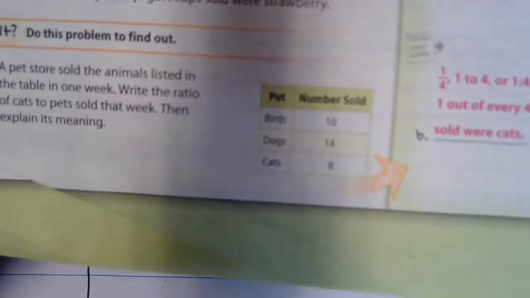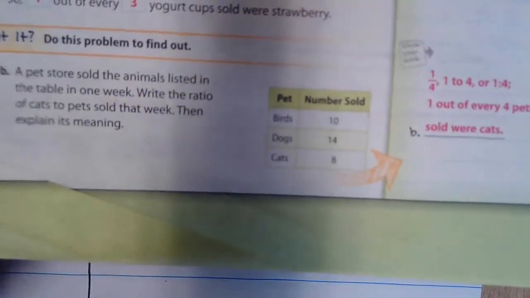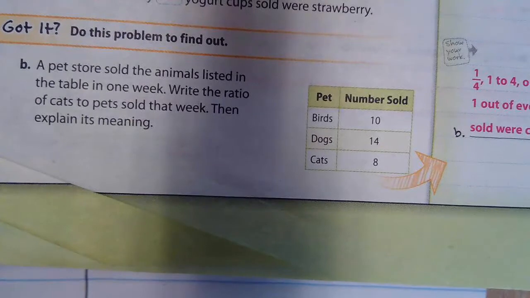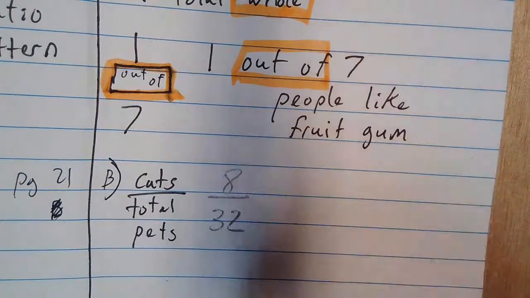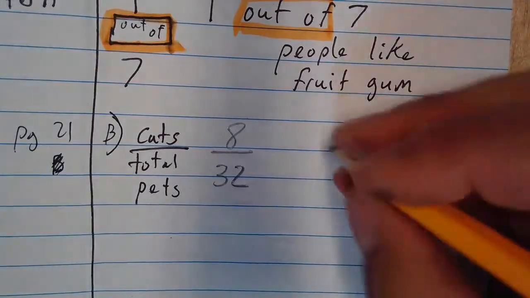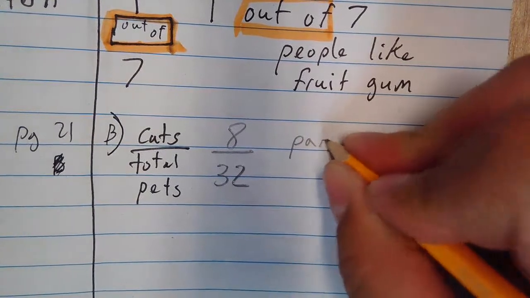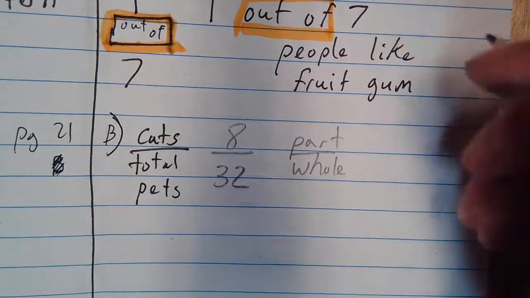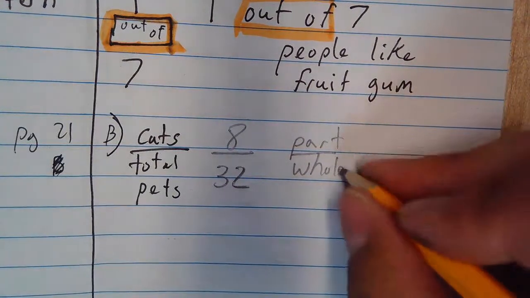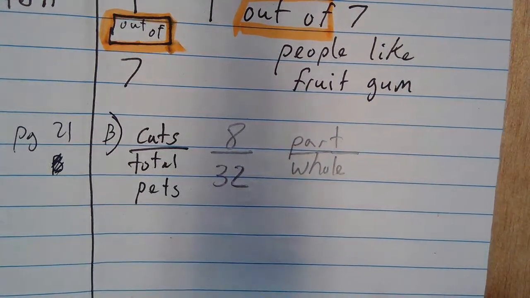To find the total, the key word there's total, you have to add the numbers. So 10 plus 14 plus 8. 10 plus 14 is 24, plus 8 is 32. If you don't believe me, you can check it out for yourself. 32. Oh, wait a minute. This is a part to whole problem again. Keep that in mind. We're going to need that later on when we make a sentence out of it.